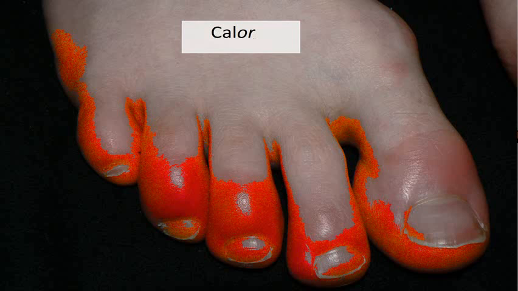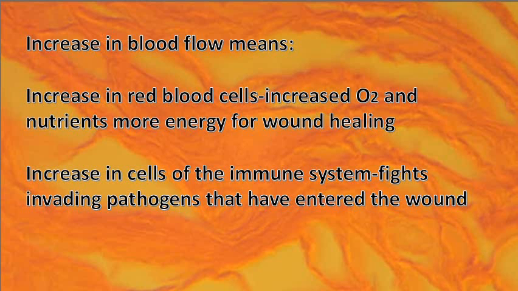Calor, or heat, is caused by the increase in blood flow, which brings heat from the core to the periphery. This increase in blood flow helps the wound to heal by bringing more red blood cells to provide oxygen and nutrients to provide for the metabolic requirements of the healing tissue.